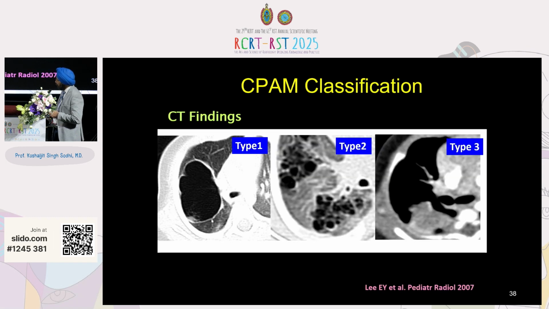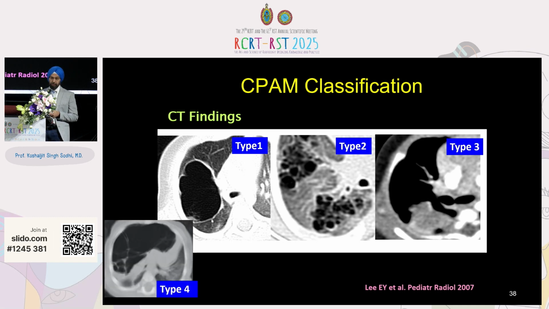So type 1 is a large, as you can see here, large single air-filled cyst space. If there are multiple smaller, less than 2 centimeters, this is a type 2. The solid one is called a type 3, and sometimes you could have this type 4, which is almost indistinguishable on a CT scan from a pleuropulmonary blastoma. So these are by and large the 4 types, but remember the type 1 is the most common one, followed by type 2.